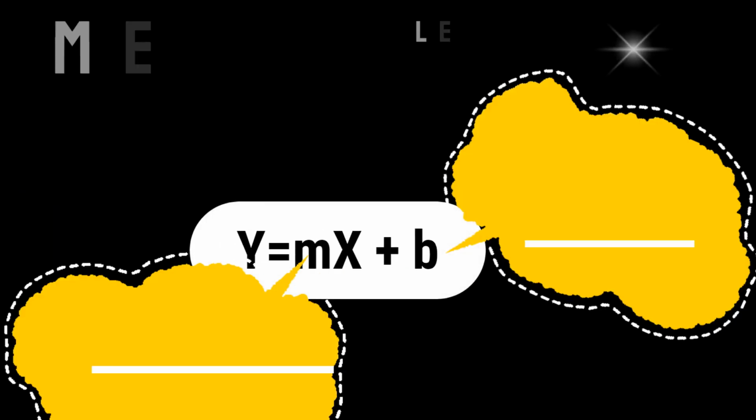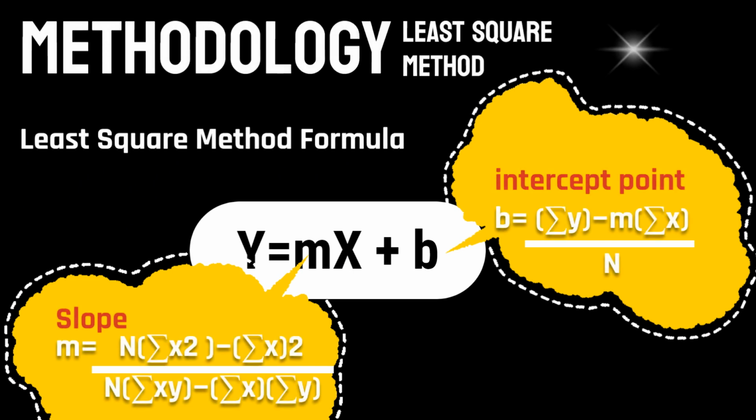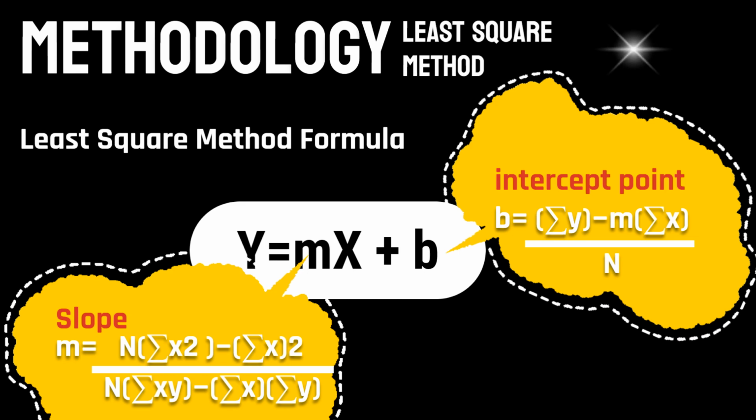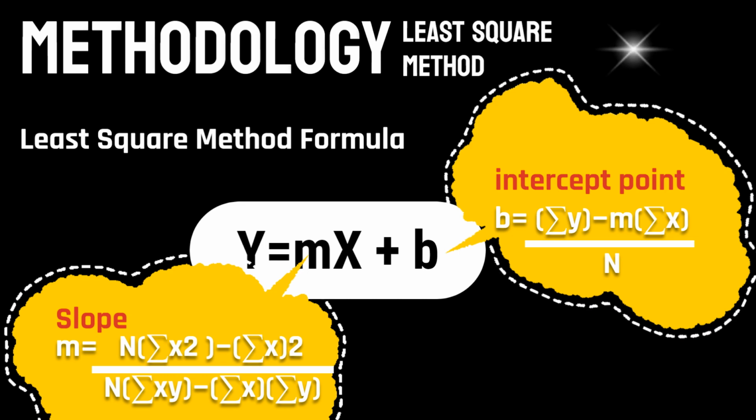Another way is through the mathematical formula, which is y equals mx plus b, where y is the dependent value and x is the independent value. These values are also known as observed values. m is commonly known as the slope of the regression line and b is the intercept of the regression line at the y-axis.